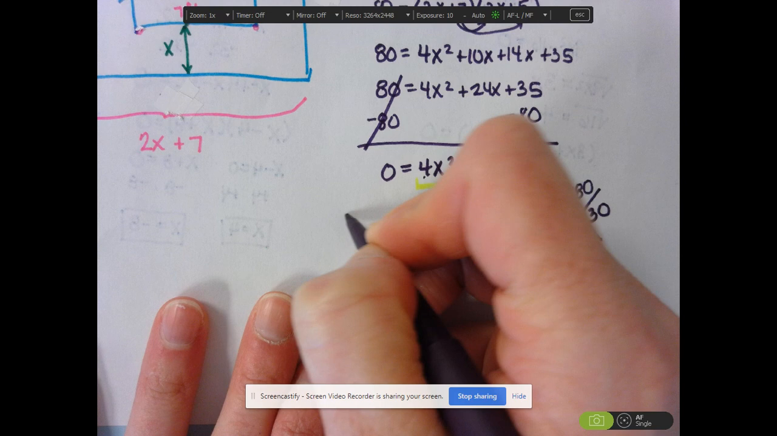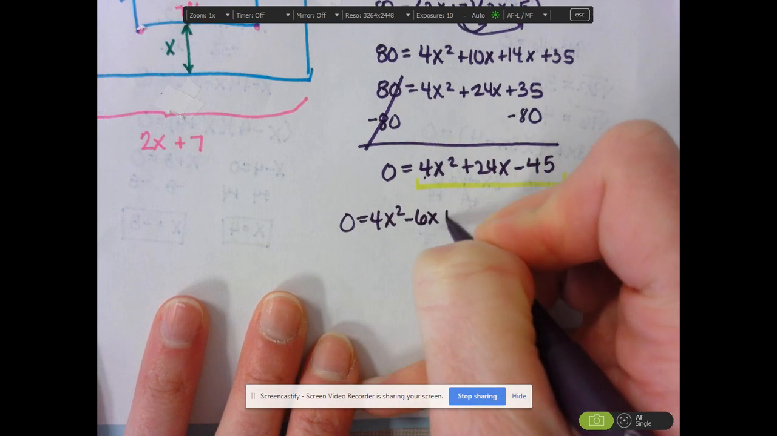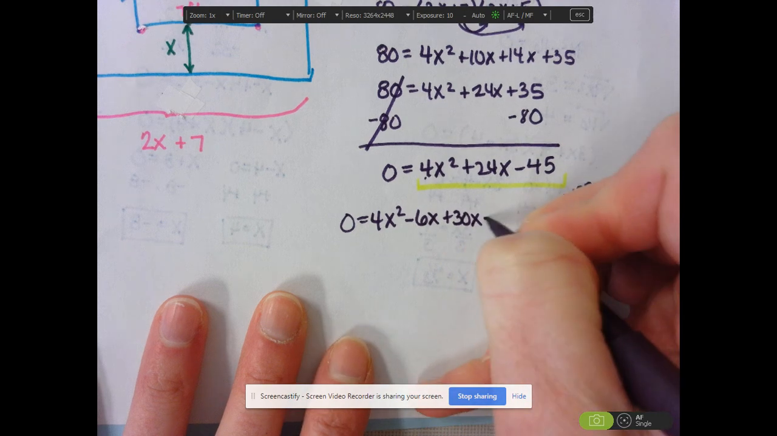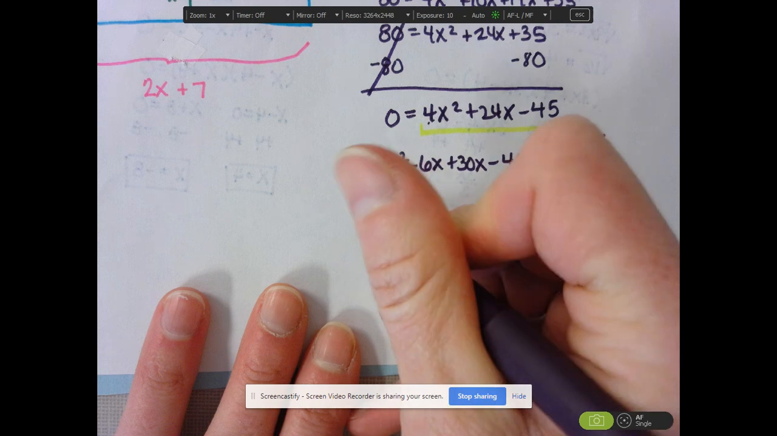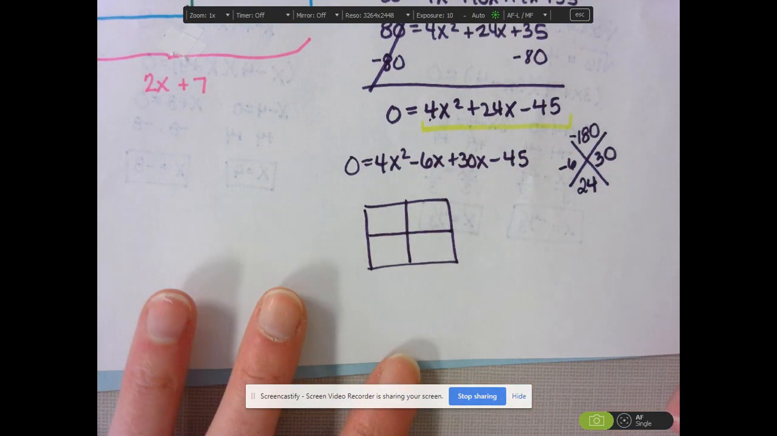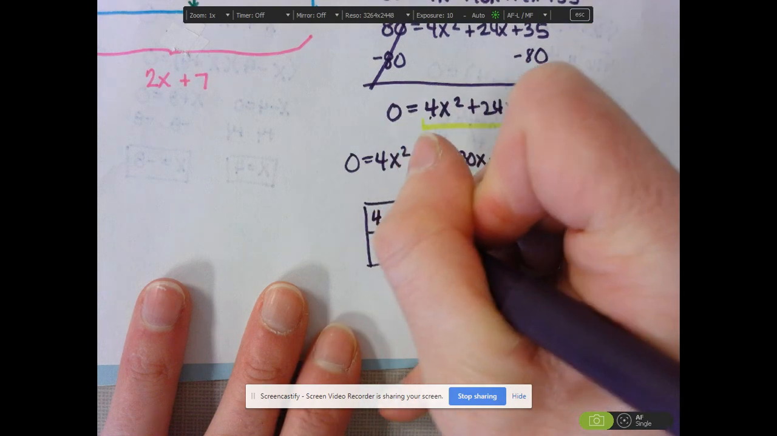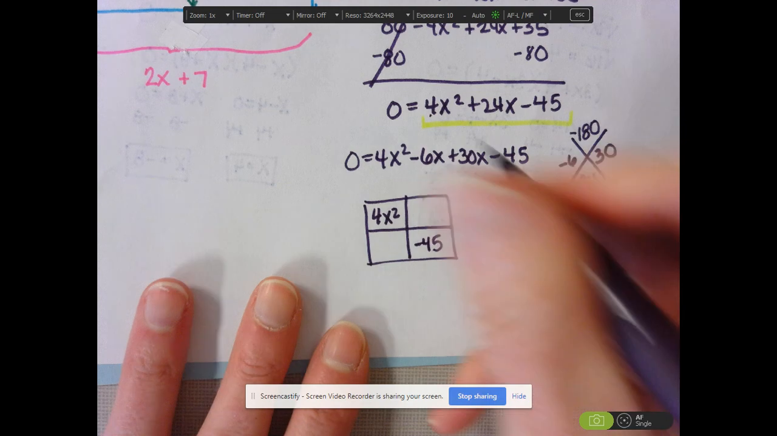Since this is a long trinomial, this becomes 4x squared minus 6x plus 30x minus 45. You can use backwards box or you can use grouping. I'm going to go backwards box for those that are still working on the factoring skills. 4x squared goes in my top left. Negative 45 goes in my bottom right.